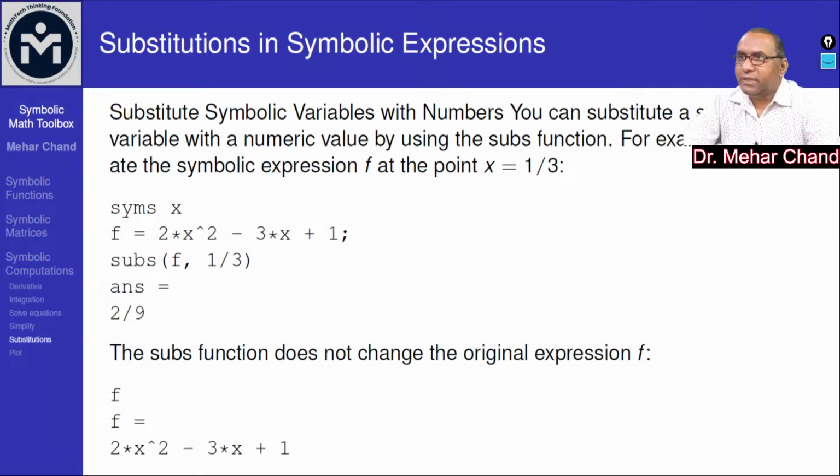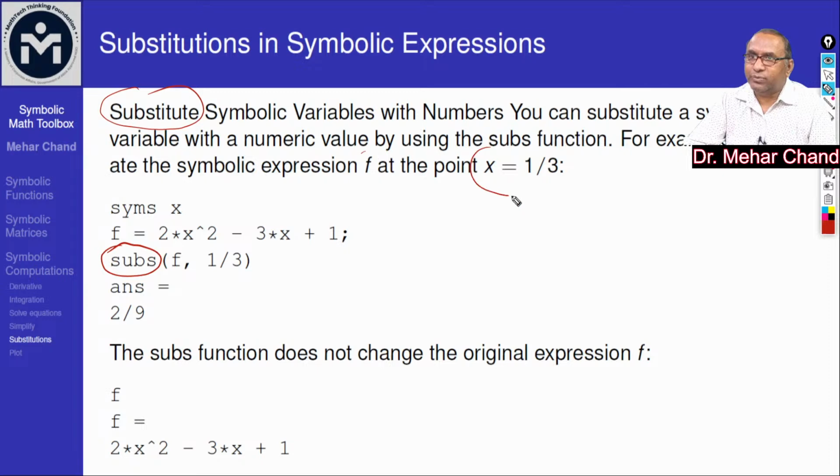Now, substitution in a symbolic expression is used to substitute a value. We have the subs function. You can see here, this is the syntax for the same. If I have the polynomial f and I want to check the numerical value for x equal to 1 upon 3, for example, f is equal to this polynomial, which is 2x square minus 3x plus 1. If you want to pass this value through this function, we will use the subs function, f comma 1 by 3. So this is the value of x, and this value will pass through this expression and it will return the value 9.